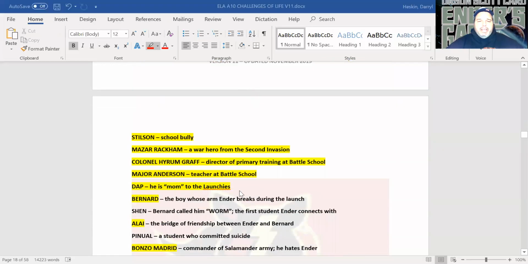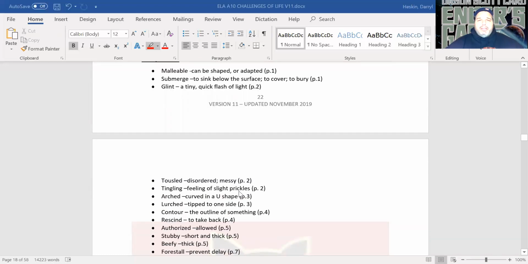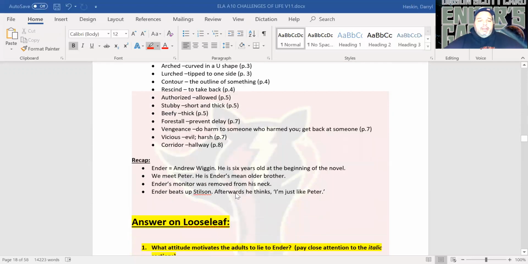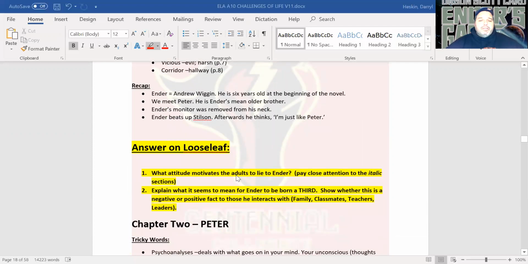And we have the characters as well, and each chapter has words or terms that you may not know the meaning of or how they're used. So please check that out and add that to your vocabulary. And the recaps, these are not summaries. They're just a little snapshot of what's happening in the chapter, to keep yourself on track and on task. And also we have our questions. So please do your summary first and then your questions afterwards. If you can keep everything organized in that fashion, that'd be great.